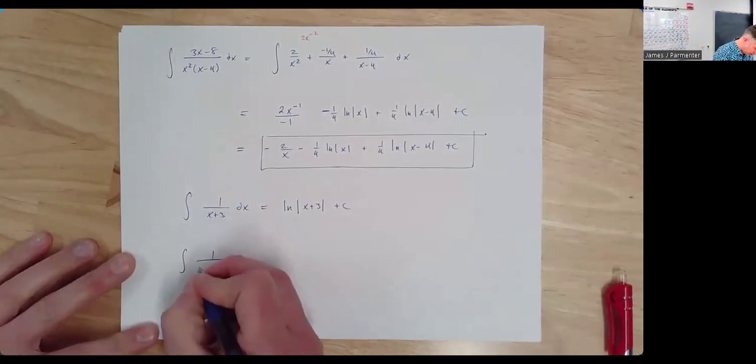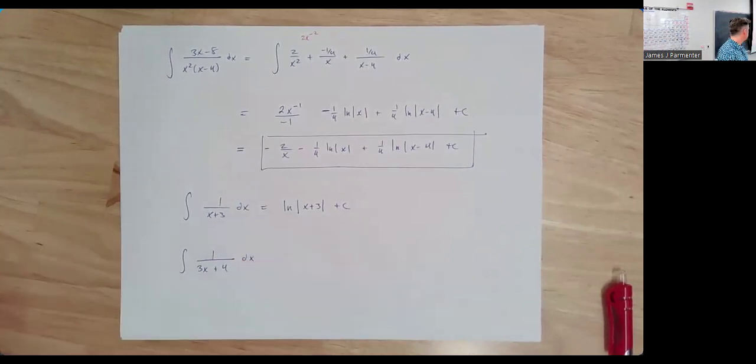How about the integral of 1 over 3x plus 4? Think about your answer, write it down, and then think about taking the derivative and see if you get the thing you're trying to take the integral of. Got time, we got enough time.